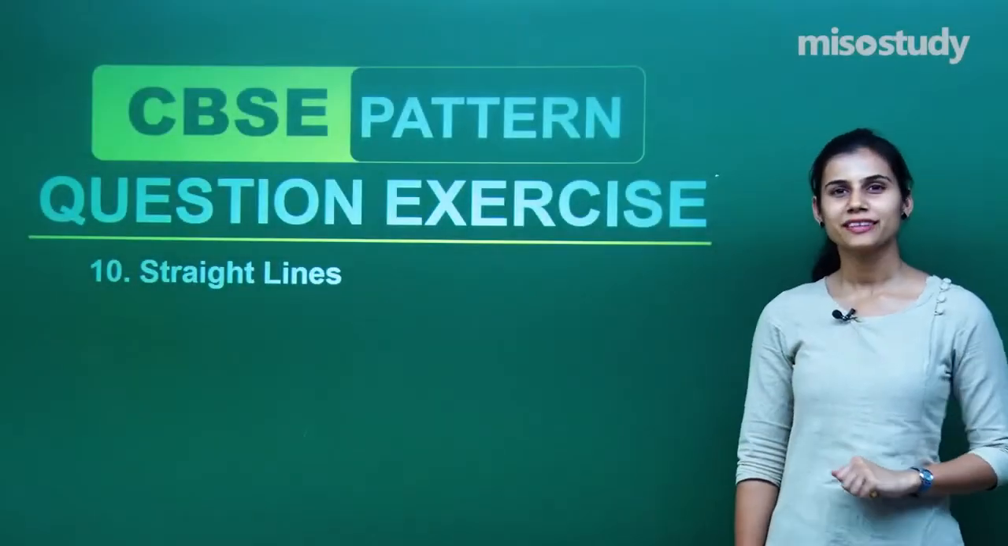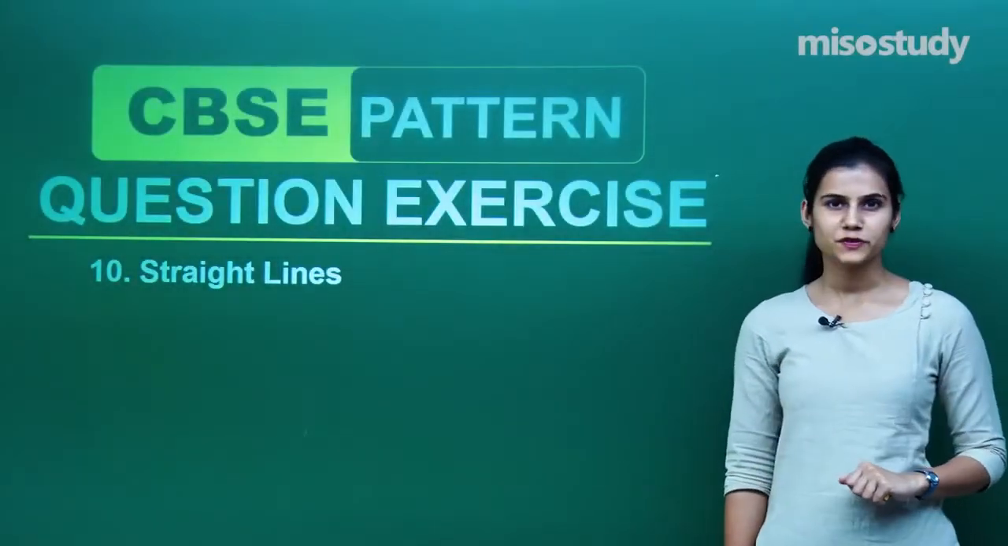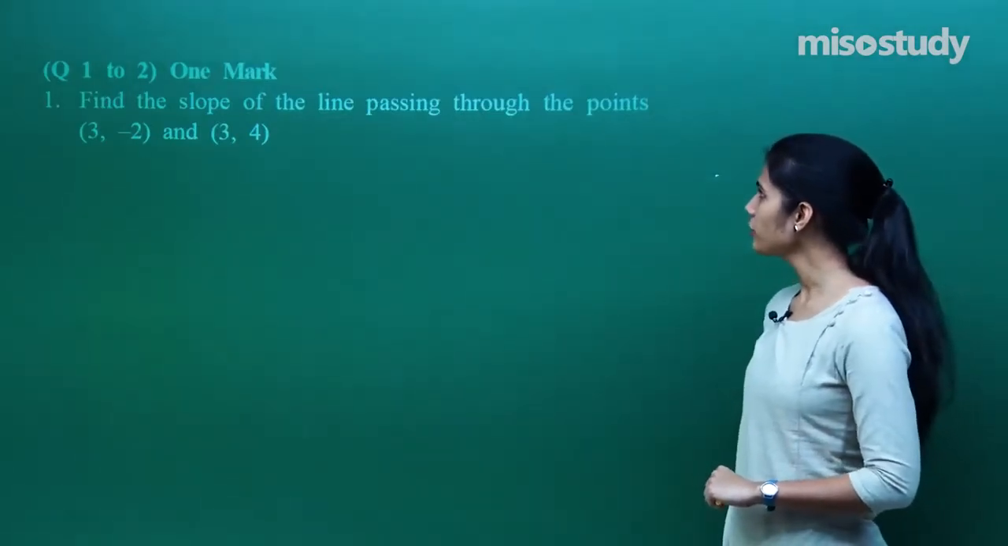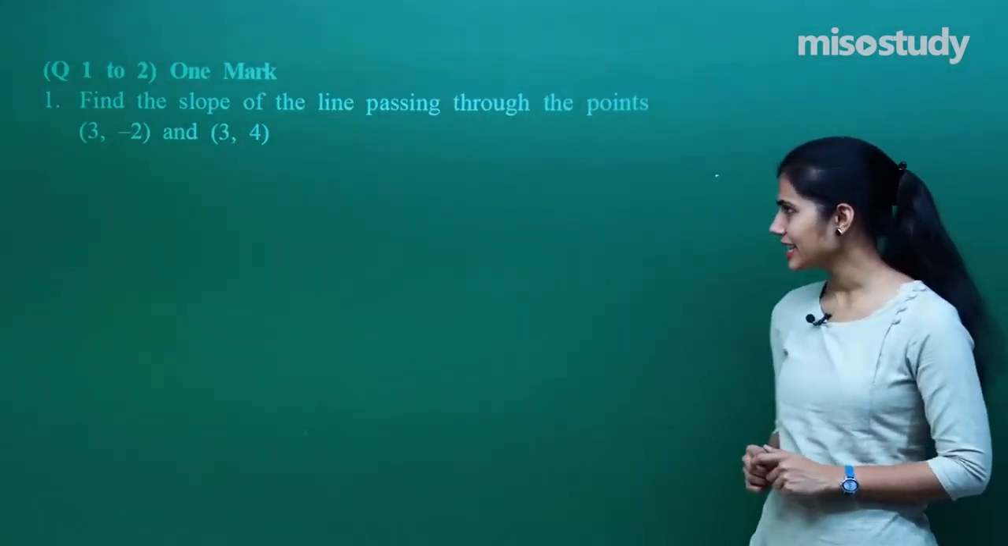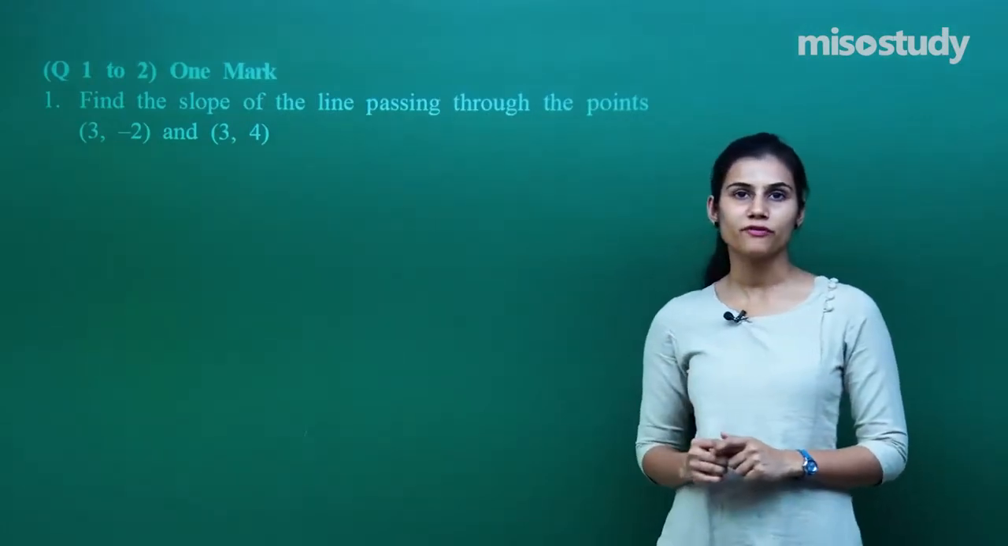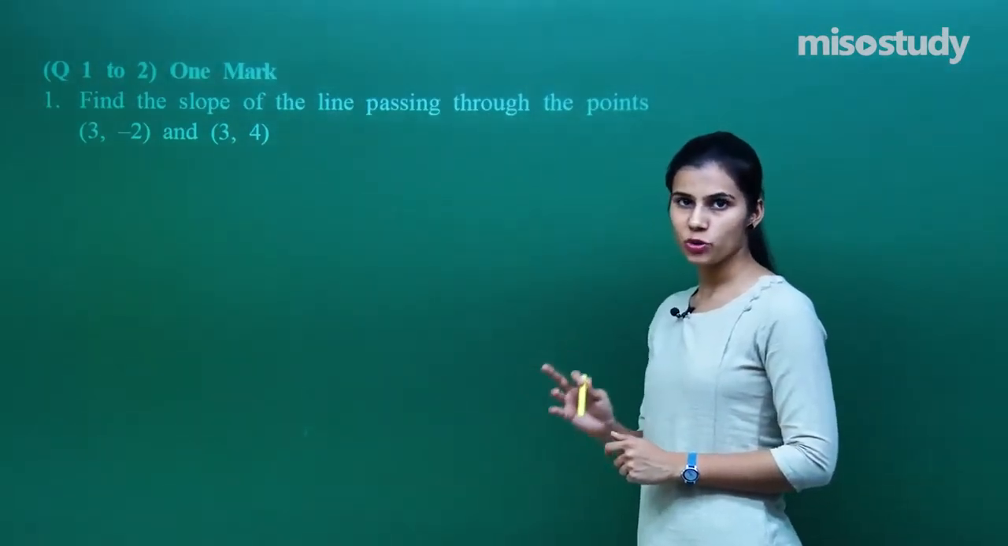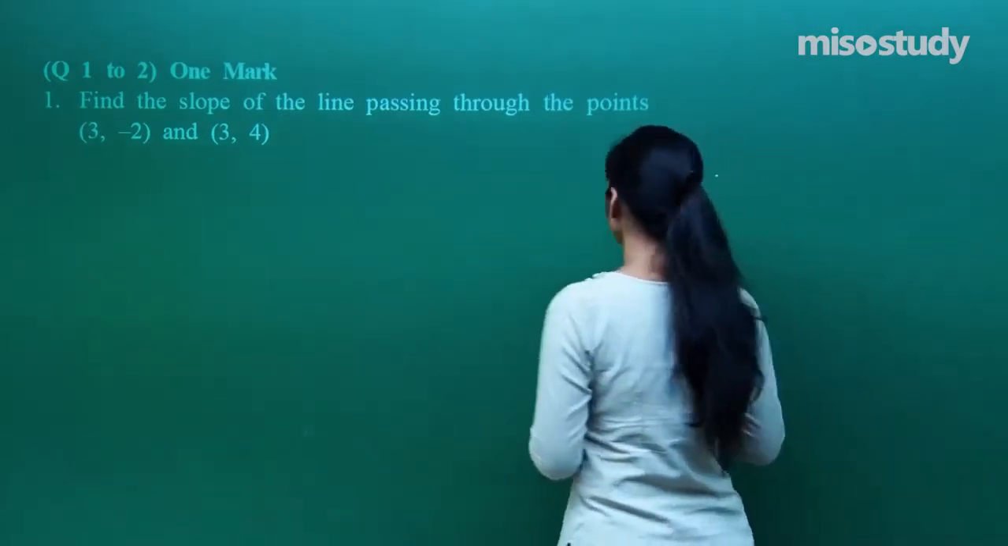Okay guys, so let's begin the discussion over the question exercises for straight lines. First question for 1 mark says that find the slope of the line passing through the points (3, -2) and (3, 4). Now in here the 2 points are given to you, and by the 2-point slope form I will be able to find the slope of this line.